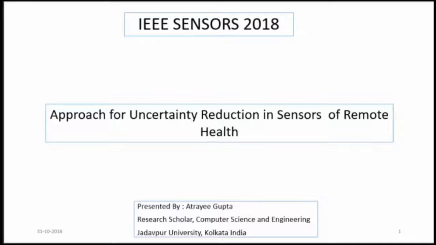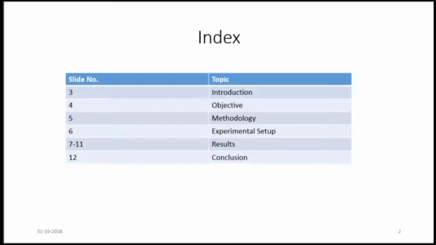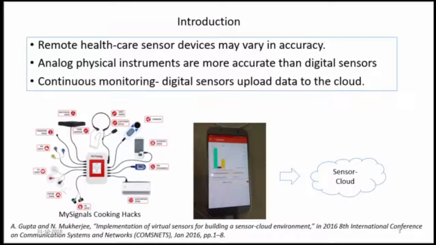Today my topic is how to reduce the uncertainty from sensors of remote health. I'm Atrayee Gupta, and I'm currently working on a remote health project. What we are going to discuss today: what is the overall topic, what is our main objective, what is the methodology, and some results, and of course, in conclusion.